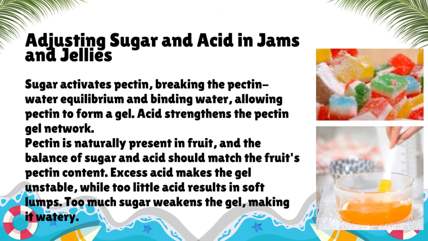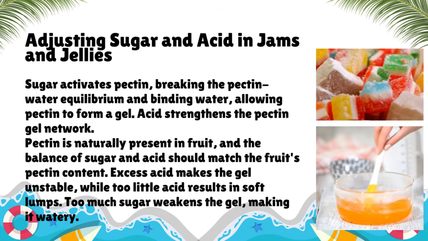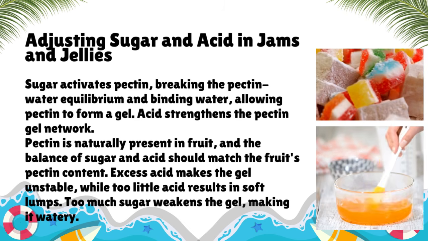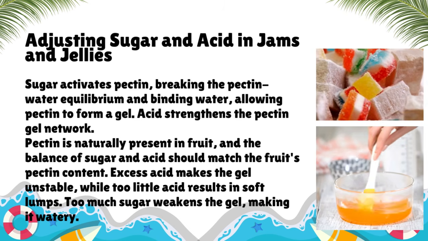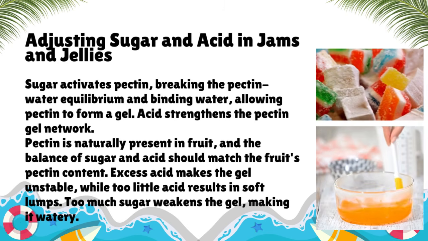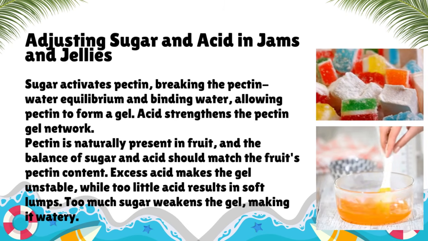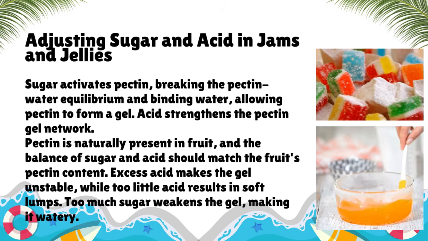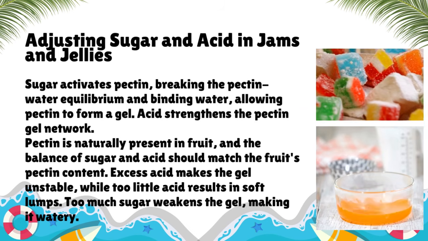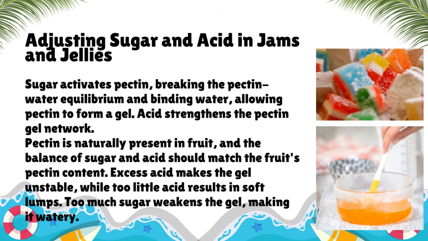Pectin is naturally present in fruit, and the balance of sugar and acid should match the fruit's pectin content. Excess acid makes the gel unstable, while too little acid results in soft lumps. Too much sugar weakens the gel, making it watery.